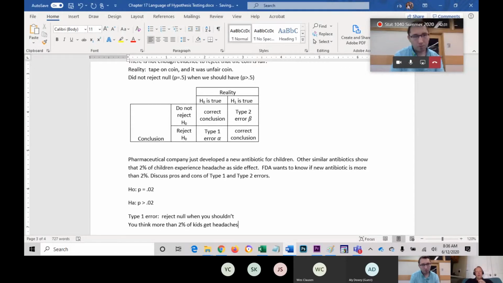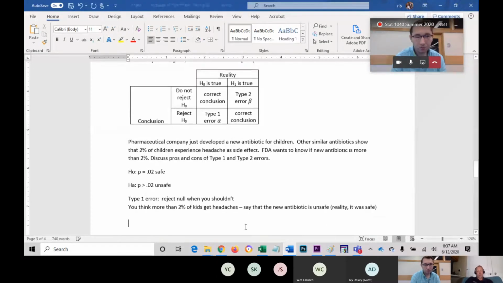So the idea here is let's say that we're going to call this safe, and the alternative would be unsafe. So you would say that the new antibiotic is unsafe, correct? When in reality it was safe. So you said it was unsafe, but it was really safe.